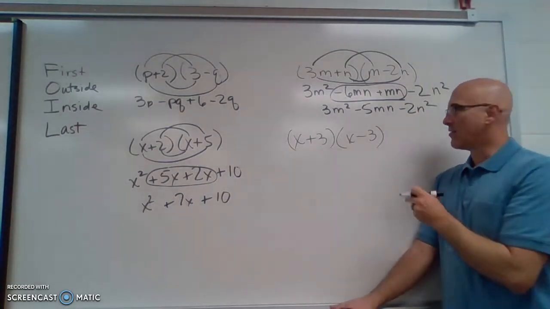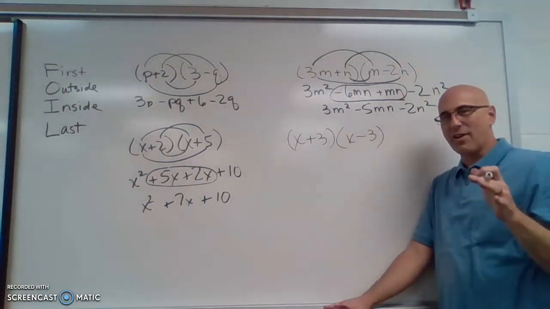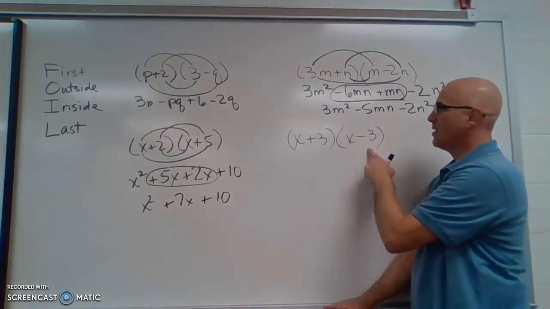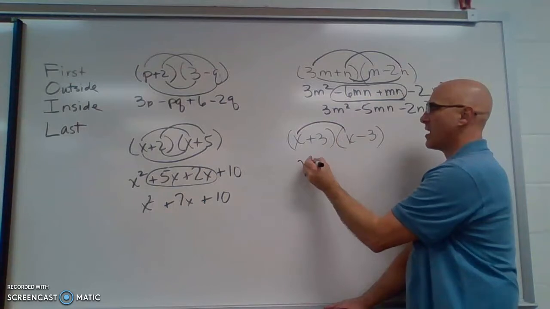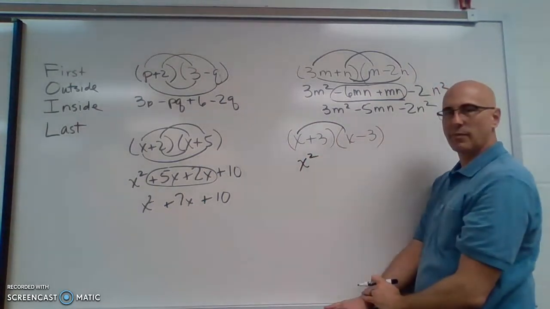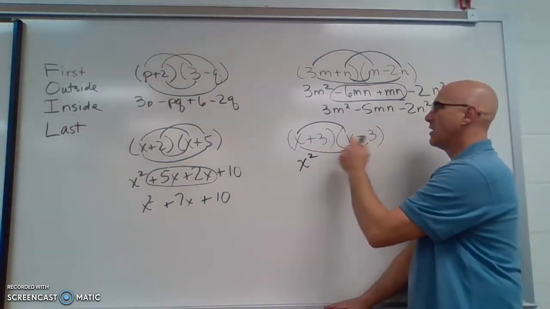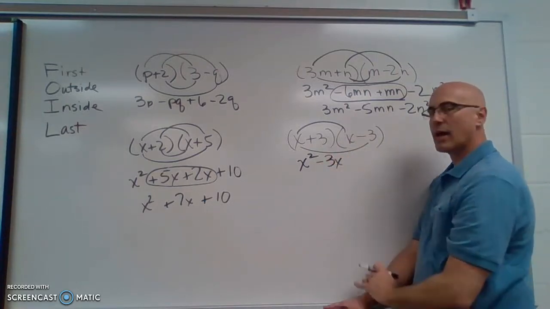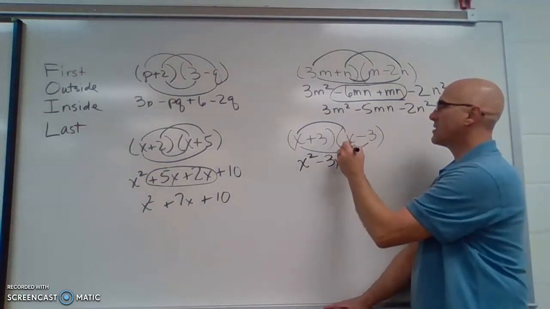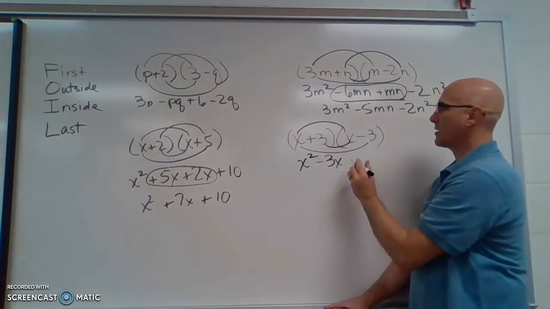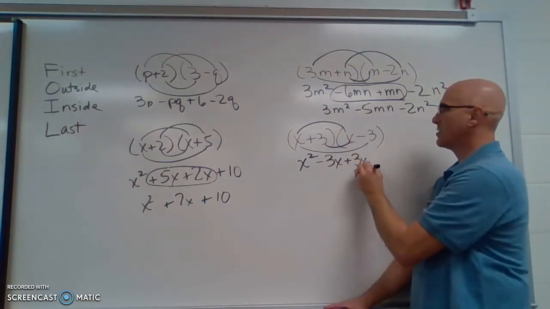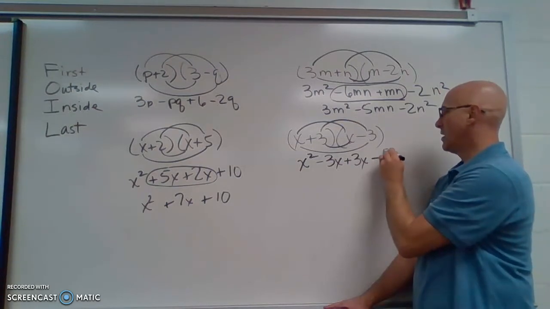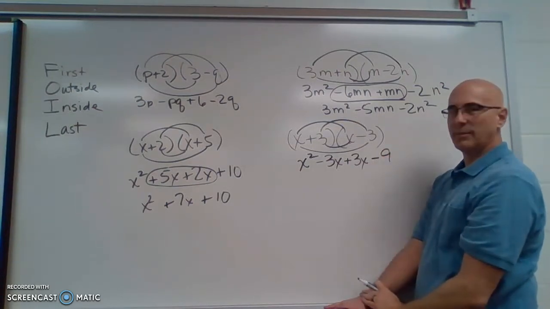Now, here's kind of a fun one to do. And yes, it's kind of fun. So, x plus 3 times x minus 3. We're going to do the first. x times x is x squared. Outside, x times negative 3 is negative 3x. The inside, 3 and x, plus 3x. And then the last, 3 times negative 3 is negative 9.